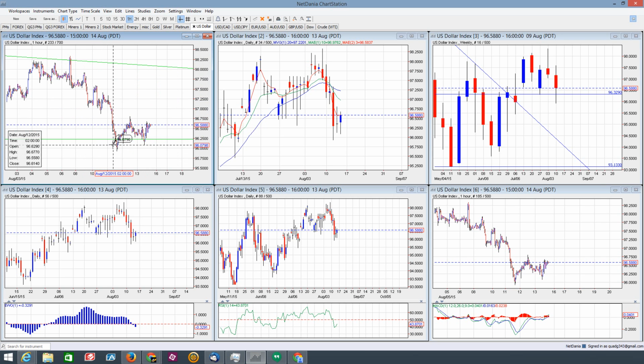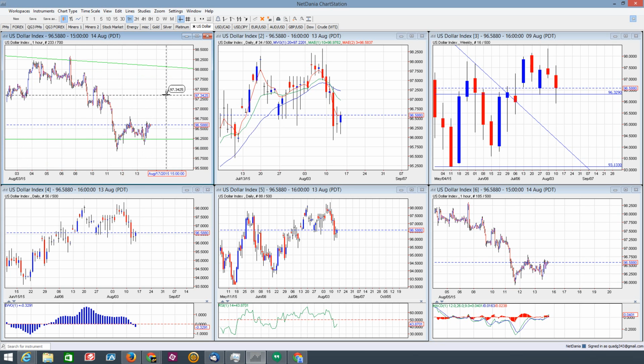That's another possibility. So we only have the first impulse complete, and we're working on an A, B, C up to the upside. So key resistance between those two counts is going to be right here at the top of wave A or wave 4. And that high is about 96.80.